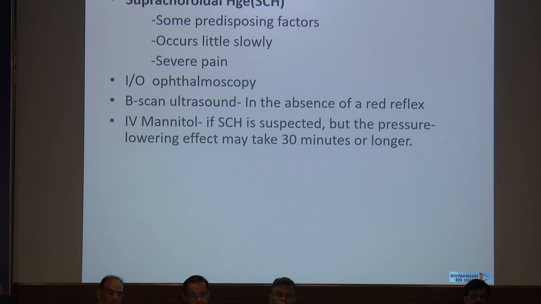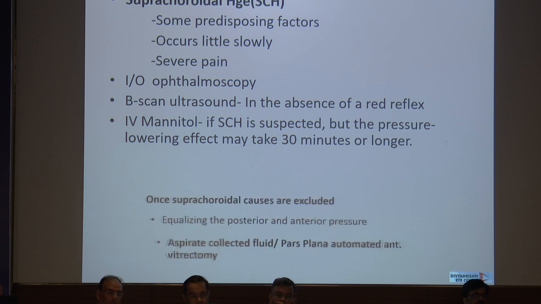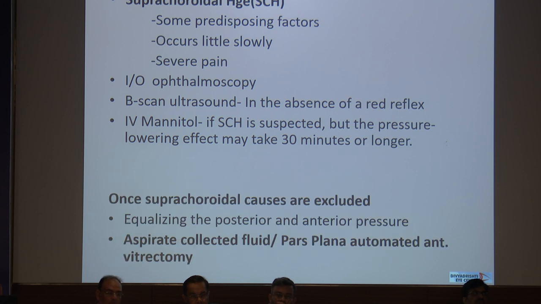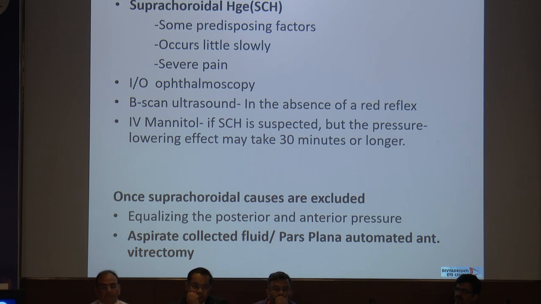To rule that out, you have to do indirect ophthalmoscopy on the table, and if that is not possible, it's better to postpone the patient and do a B-scan ultrasound. And if you suspect suprachoroidal hemorrhage, it's better not to do anything and let it subside, or you can just drain it later on. Once suprachoroidal hemorrhage has been excluded, you should do a maneuver to equalize the pressure between the anterior and posterior chamber, and for that you can aspirate the collected fluid, which was actually suggested by the inventor of this condition, or you do a pars plana automated anterior vitrectomy, which is the most desirable thing.